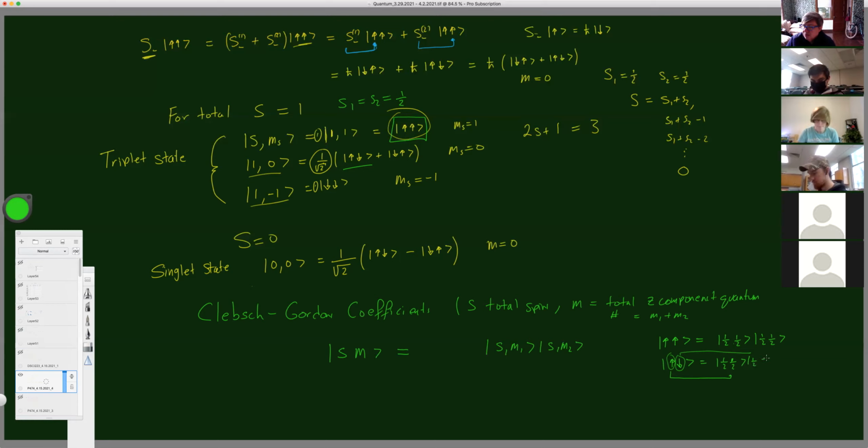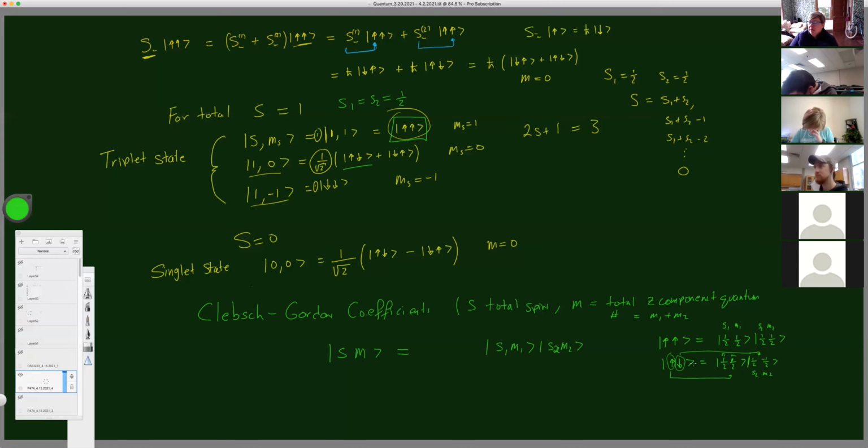and M2 equal -1/2. Wait, wouldn't it still be S1 here? Well, because it says S M equals S1 M1 and then S1 M2. Oh, that was stupid. Yeah, no, it's M2. Sorry about that. So this one here is S1, this is M1, this is S2, M2, right? Same thing here. S1, M1, S2, M2. Okay. So these up and down arrows are shorthands for that.